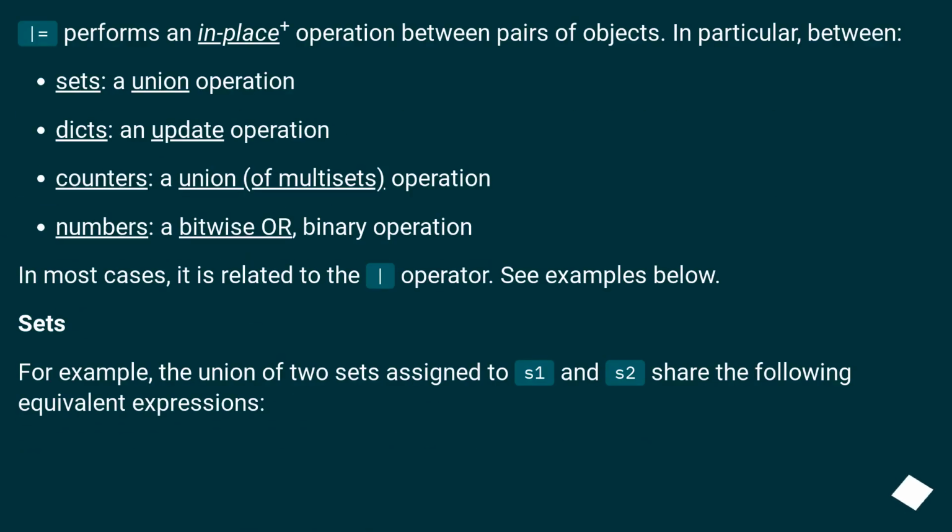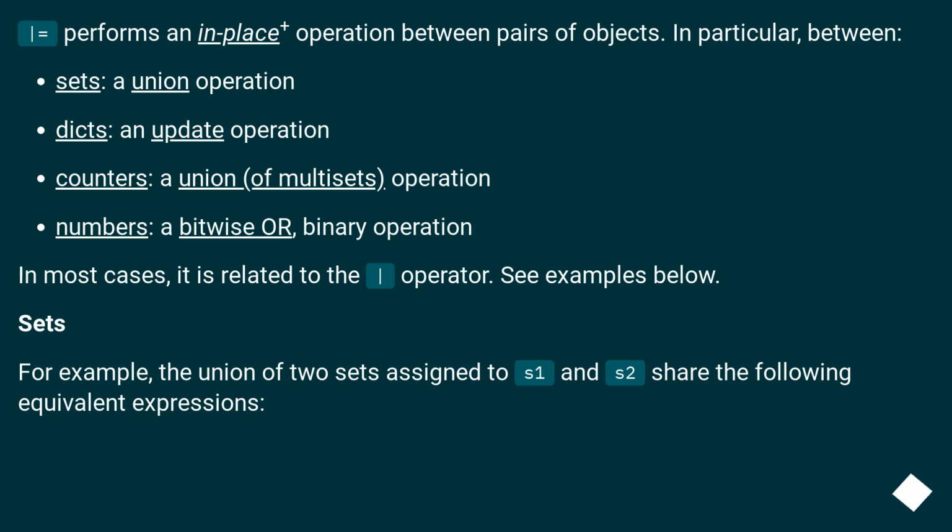Vertical bar equals performs an in-place "or" operation between pairs of objects. In particular, between sets, a union operation; dicts, an update operation; counters, a union of multisets operation; numbers, a bitwise or binary operation. In most cases, it is related to the __or__ operator.